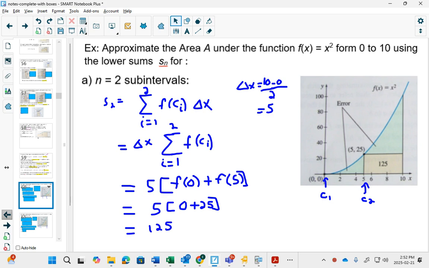So, two subintervals, not very good. You see, all the green that's shaded is all error right now. We've got a lot of error.